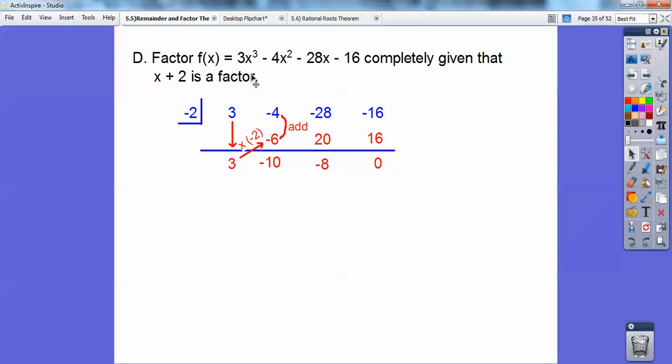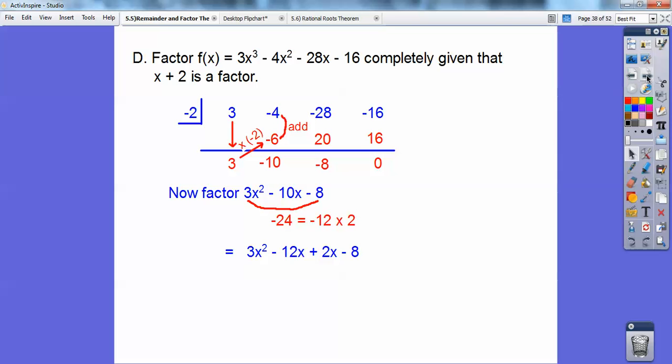Since this is 3x cubed, the quotient is one degree less: 3x squared minus 10x minus 8. So now I'm going to factor that. Now, factor by grouping. I multiply 3 times negative 8, which is negative 24. The pair that multiplies to negative 24 and adds to negative 10 is negative 12 and 2. Look for my factoring by grouping lesson, which explains what I'm doing right here.